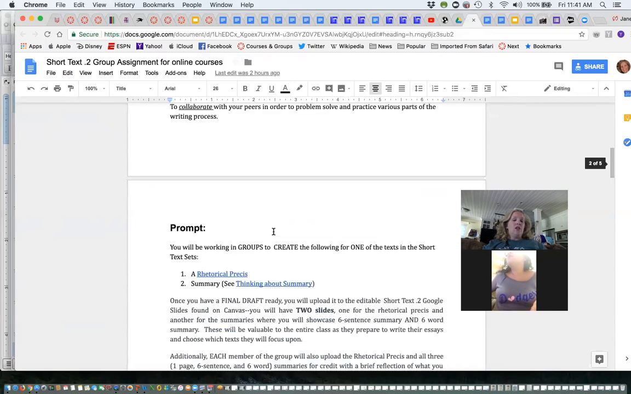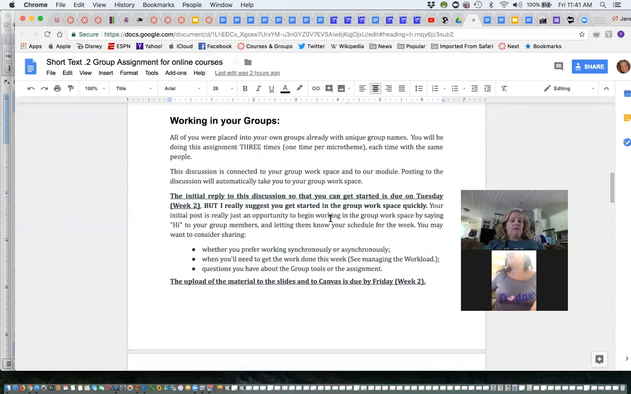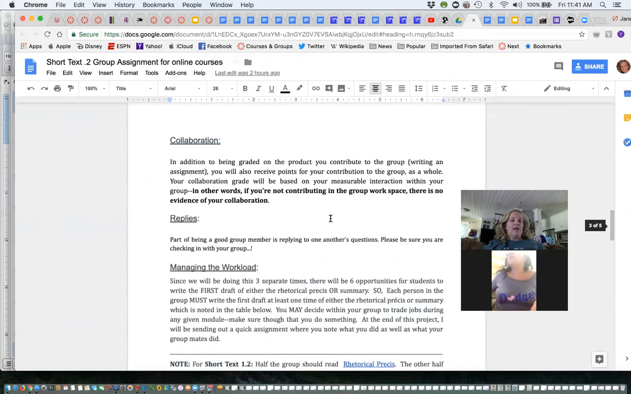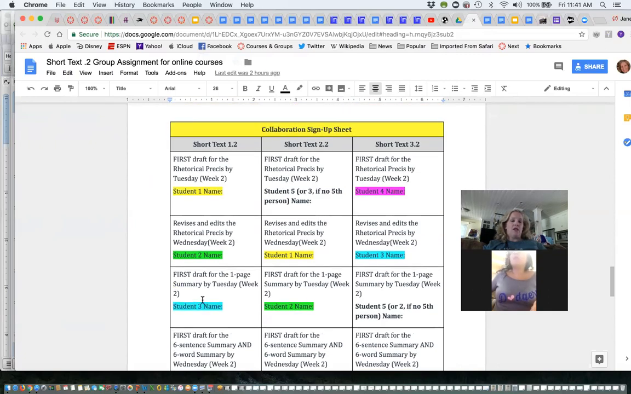So you are going to create in your group a rhetorical precis and a summary for Kozel. That's your text. You're not doing the others, but you will have access to the others. And what I'm having you do is I have created a table here, a collaboration sign-up sheet. And you are either student 1, student 2, student 3, or student 4. Your number is important. It's located in the announcement, but it's also located on the sheet, the page that tells you what you're doing.